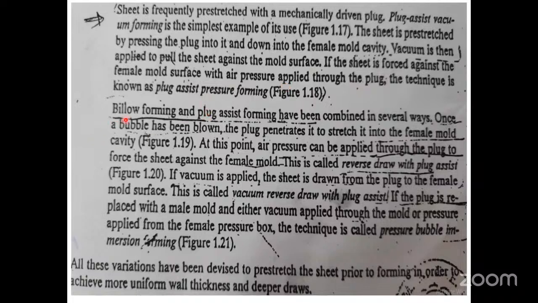Now, blow forming and plug assist forming have been combined in several ways. Once a bubble has been blown, the plug penetrates into the female mold cavity. At this point, air pressure can be applied through the plug, and the sheet is forced against the female mold. This is called a reverse draw with the plug. We have seen this just now in the diagram.